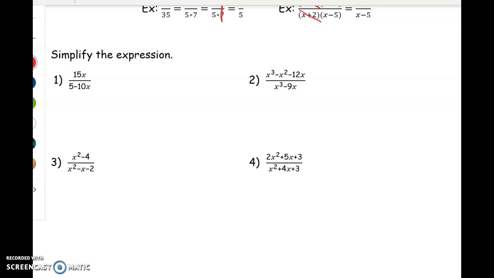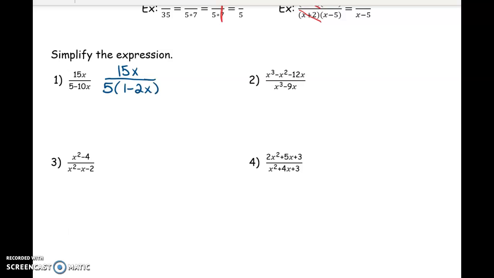So we're going to hop right in with some examples because I think the easiest way sometimes to see this or to learn this is to see it. So in that first example, 15x over 5 minus 10x, there's no way to factor the numerator. So I'm just going to rewrite that as 15x. In the denominator, there's a GCF of 5. So when I factor out a 5, I'm left with 1 minus 2x.